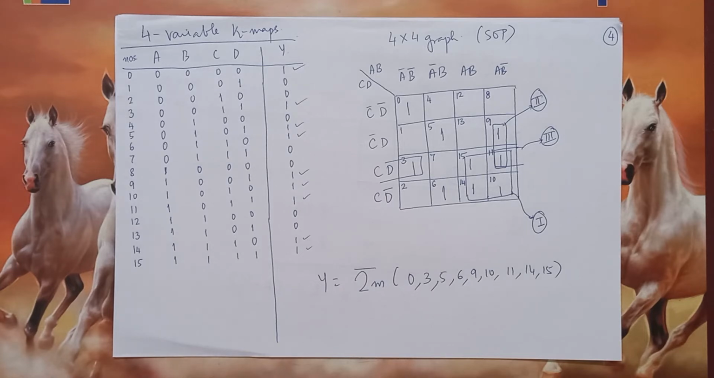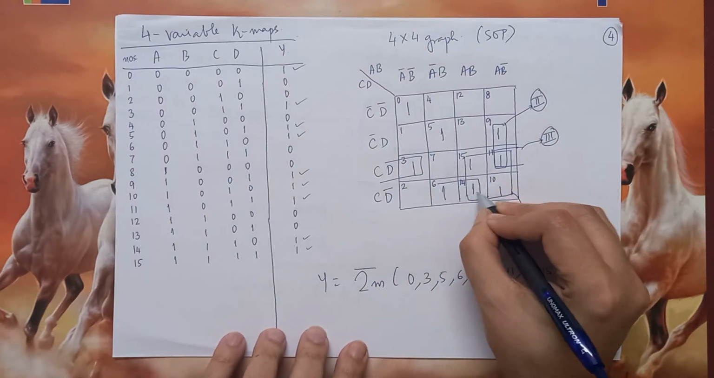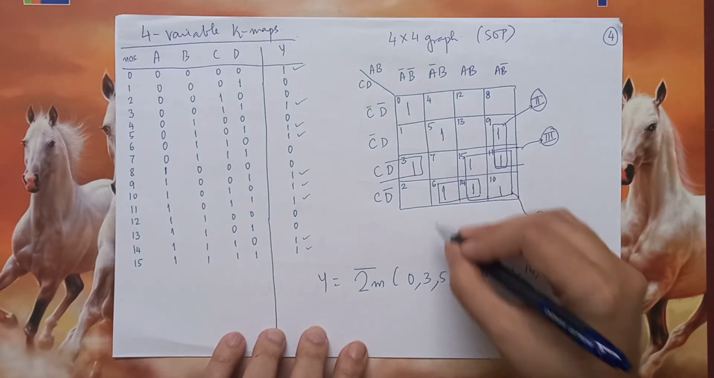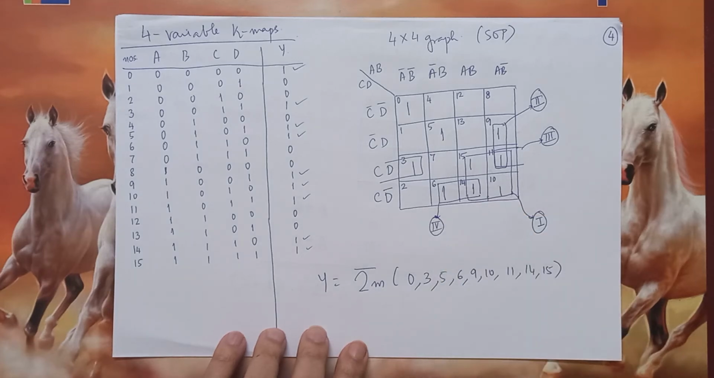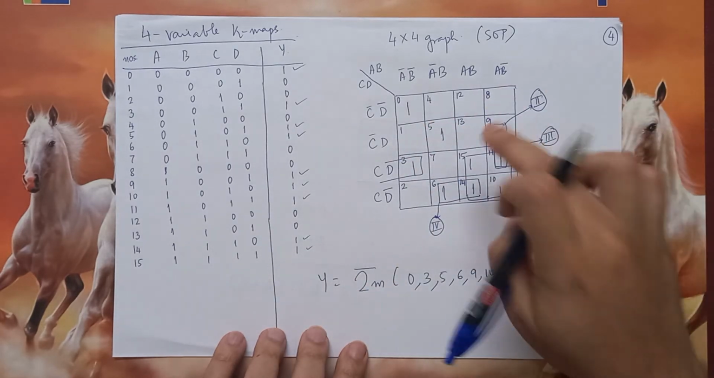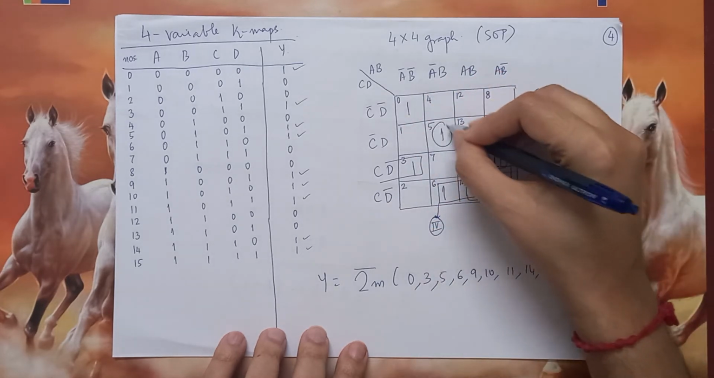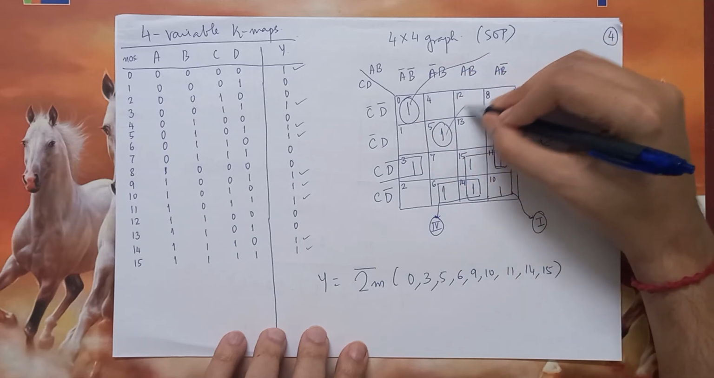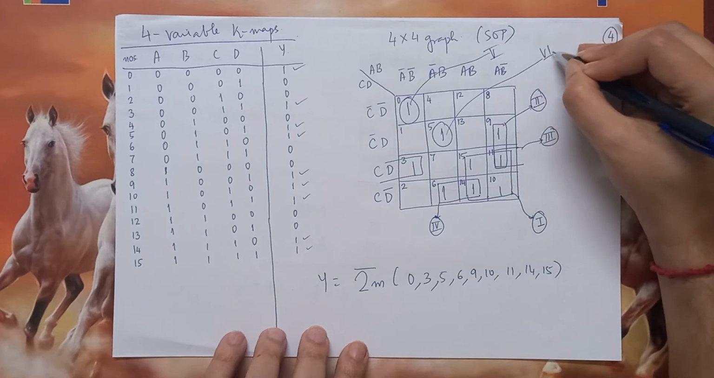And what else can we do? We can group 6 and 14. Let's call this group number 4. Now these 2 ones are still remaining. And unfortunately nothing can be done about these 2 because they have no immediate neighbors vertically or horizontally. So therefore these 2 are prime implicants. So let's call them the 5th and 6th terms.